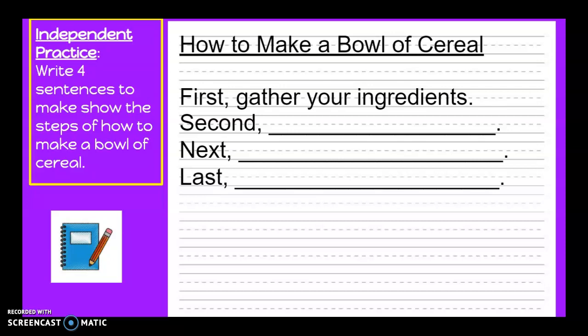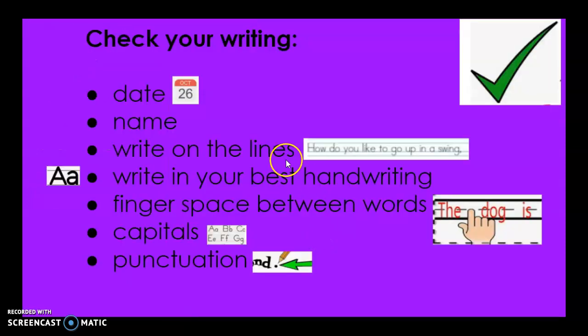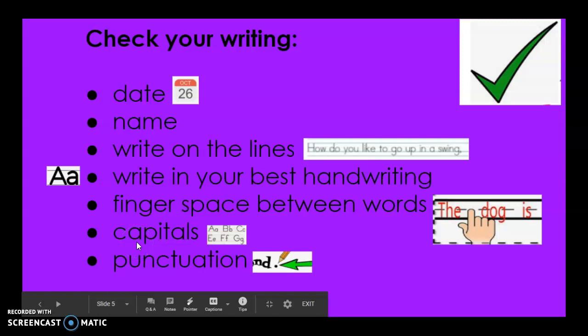But guess what I want you to do before you do that? I need you to make sure your date and name are on your paper. I need you to make sure you have written on the lines, not down a mountain slope. Okay? Then write in your best handwriting. Check and make sure it's neat and readable. Make sure you used finger spaces between your words. Make sure you have capitals at the beginning of each sentence. And then I'm going to need you to make sure you have a period at the end of each sentence.